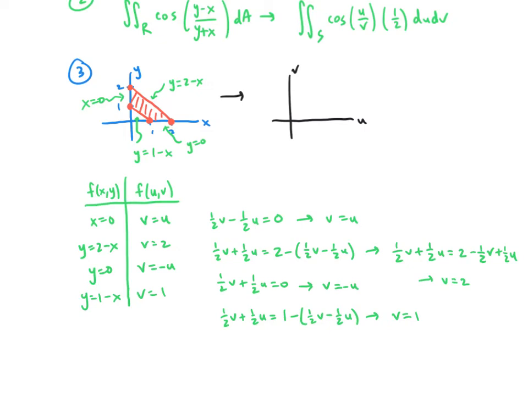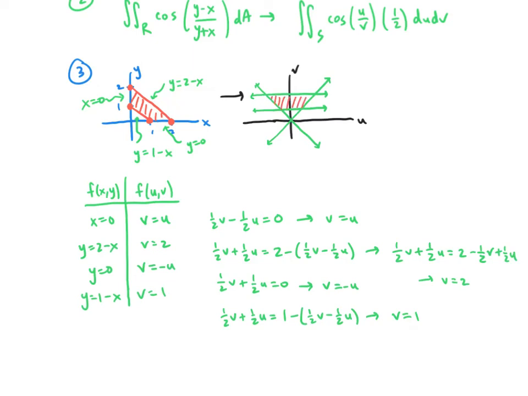So v equal to u is going to be, let me change this axis a little bit. Okay, so we have v equal to u, and then we have v equal to negative u. This isn't the best sketch, but then we have v equal to 2, which let's say is about right here, and v equal to positive 1. So there we go. So here's our region.